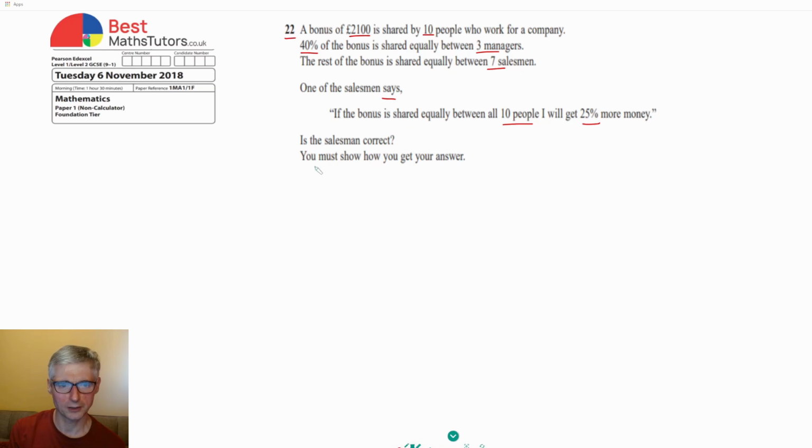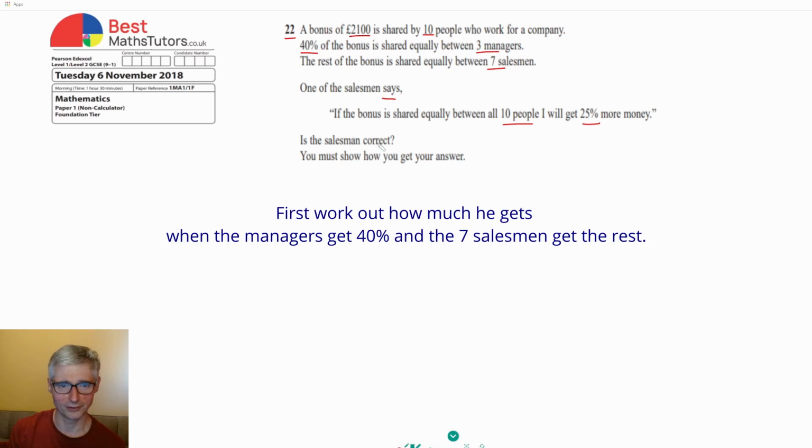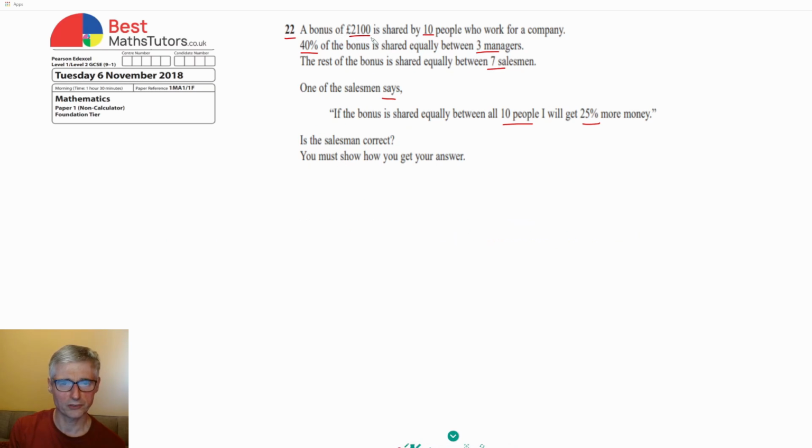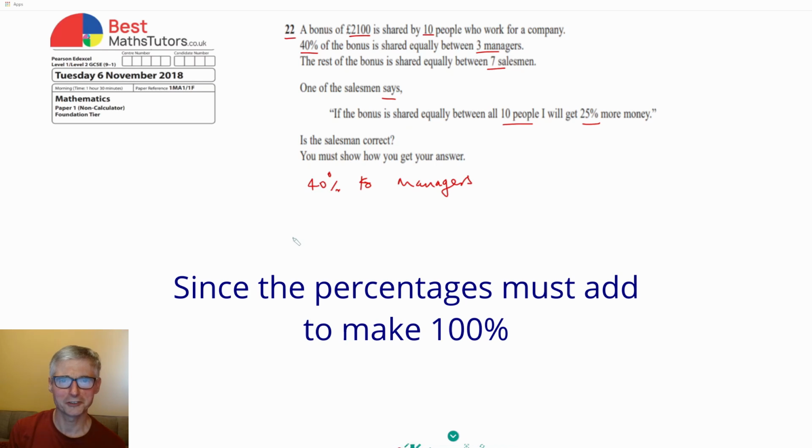We've got to work out whether he is or not, and we've also got to show how we got that answer. So the first thing I would do is work out how much money he does get if it is shared out in this way. We can see that 40% of this bonus is shared between 3 managers. So if 40% goes to the managers, that would leave 60% for the salesmen.